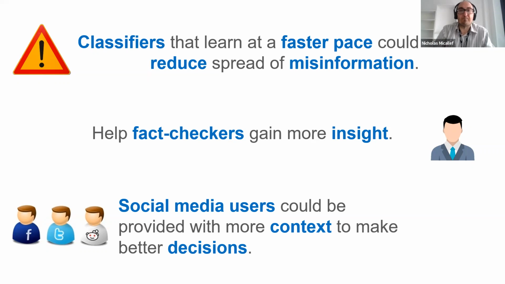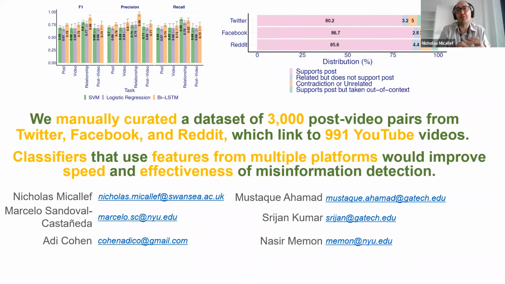In conclusion, I want to highlight the two main contributions of our research. There are other contributions, but these are the main ones. The first is the definition of this manually created dataset of 3,000 post-video pairs from these three platforms, which link to 191 unique YouTube videos. This is the first of its type. There aren't datasets like this around. And we make use of this dataset to address the problem of the ineffective detection of impactful cross-platform post-video misinformation by defining classifiers that use features from multiple platforms.